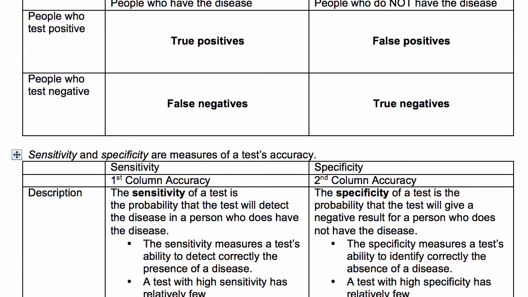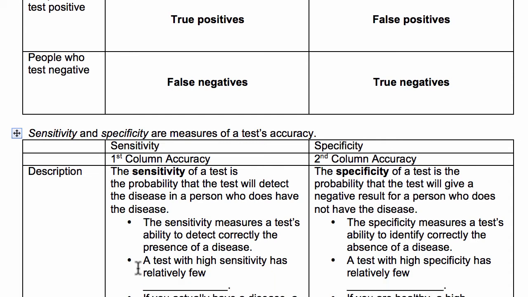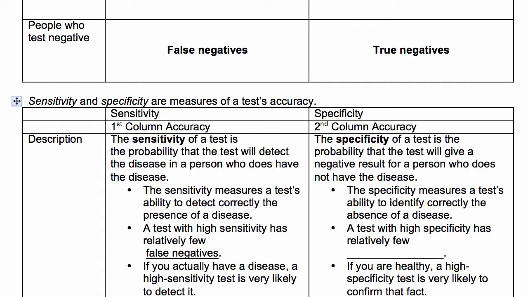Accordingly, the sensitivity measures a test's ability to detect correctly the presence of a disease. Therefore, a test with high sensitivity has many true positives, but relatively few false negatives. If you actually have a disease, a high sensitivity test is very likely to detect it.